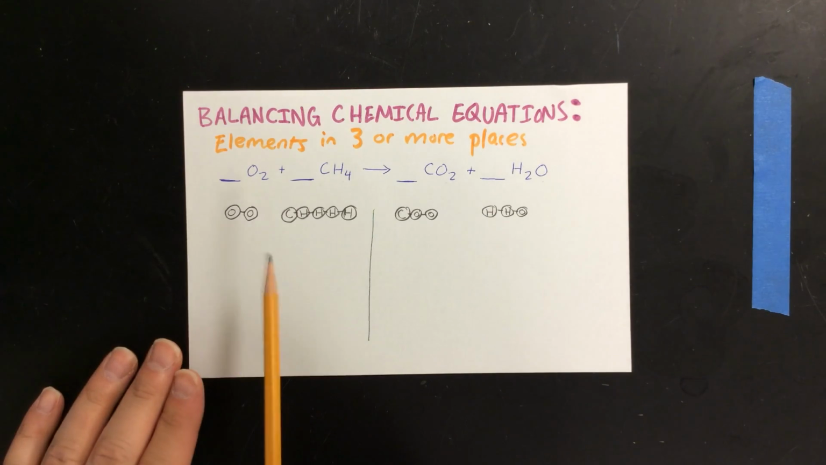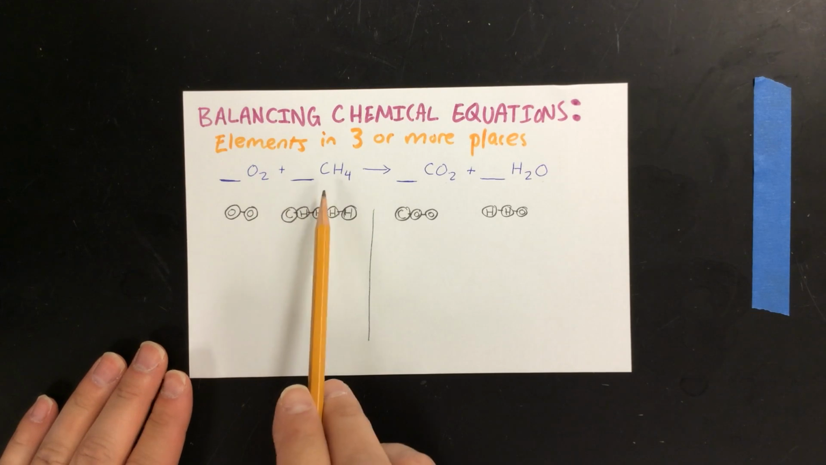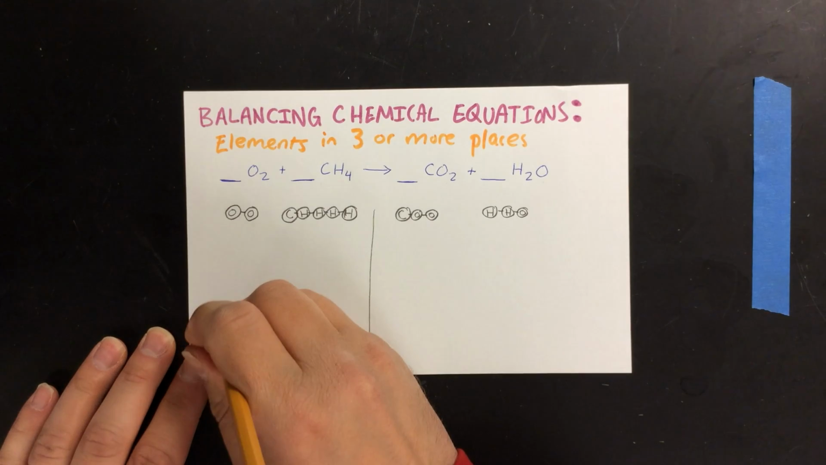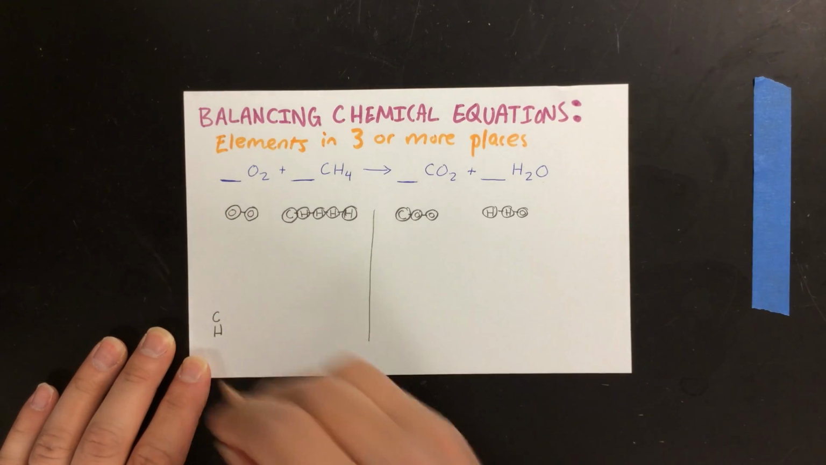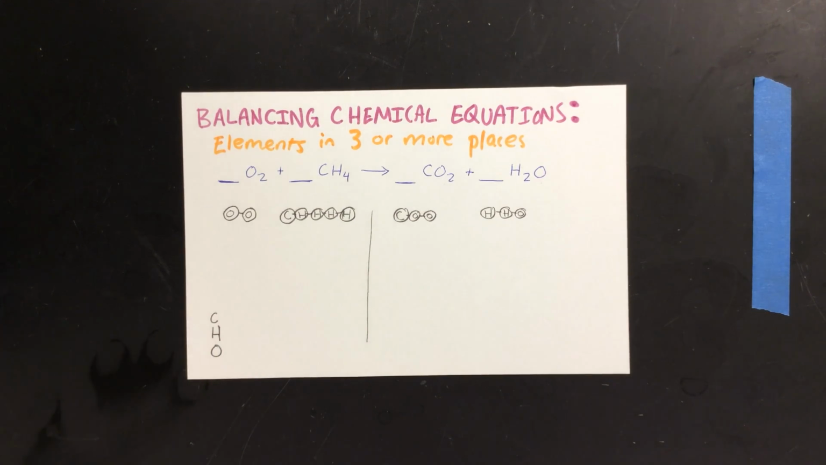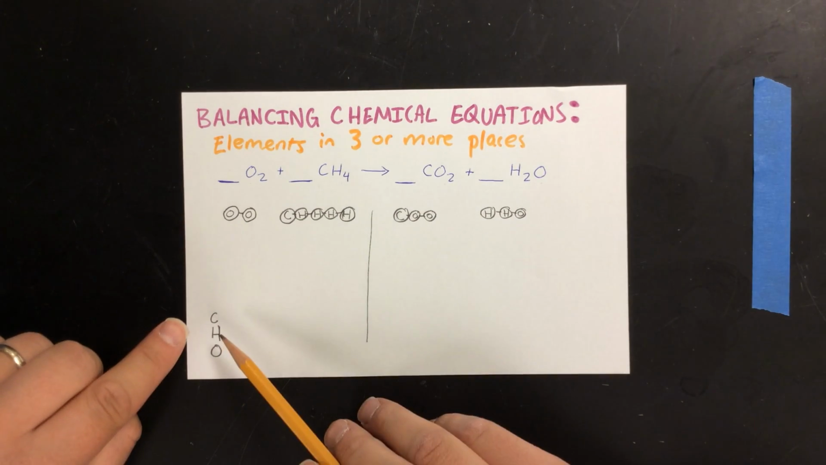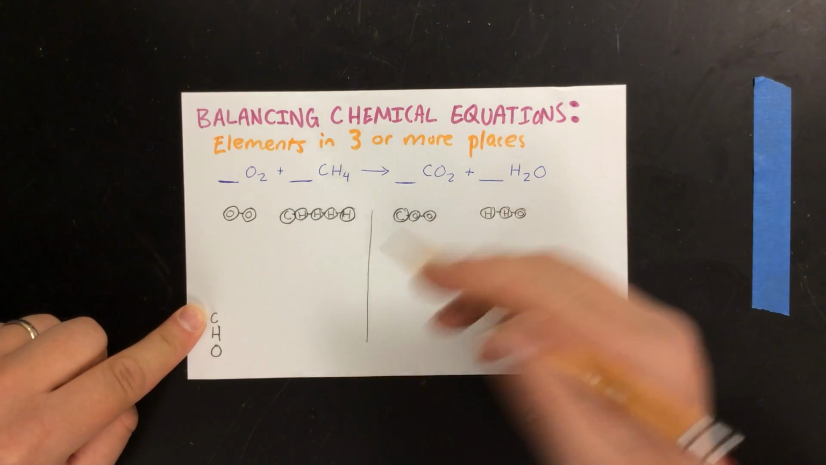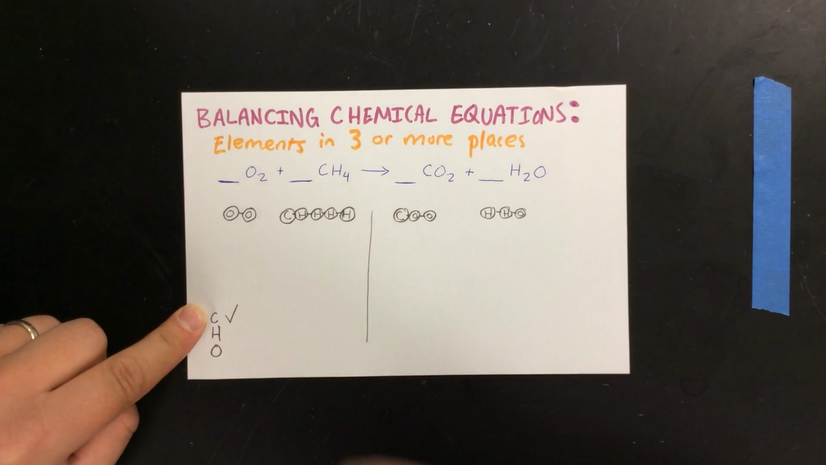So in this case, I have oxygen, carbon, and hydrogen. I already saw that the carbon and hydrogen are in only 2 spots, and the oxygen's in 3, so I'm going to save the oxygen for last. So let's start by looking at the carbons. I have 1 carbon here and 1 carbon there. 1 carbon before the reaction, 1 carbon afterwards.